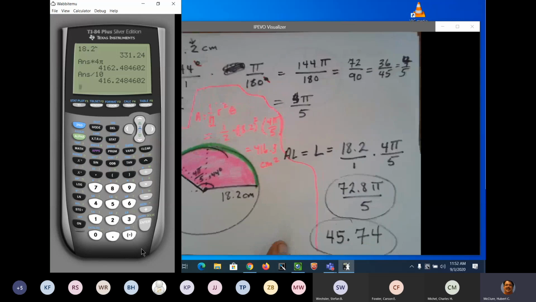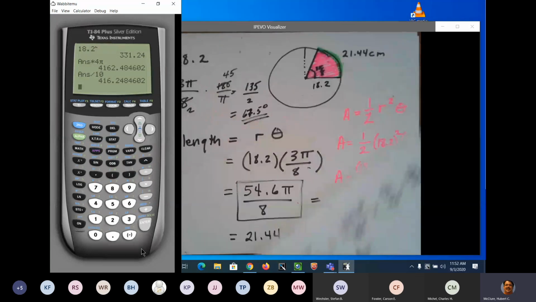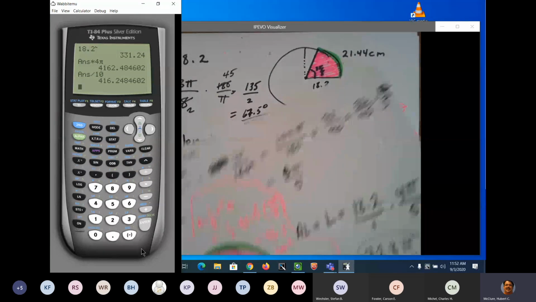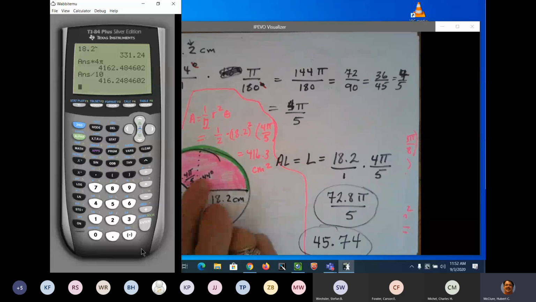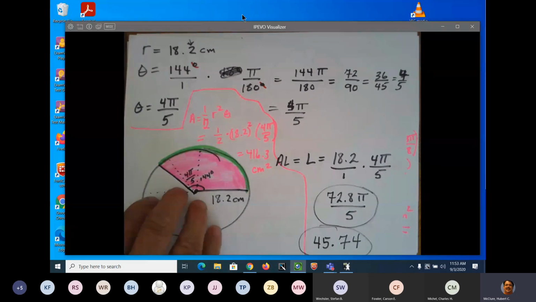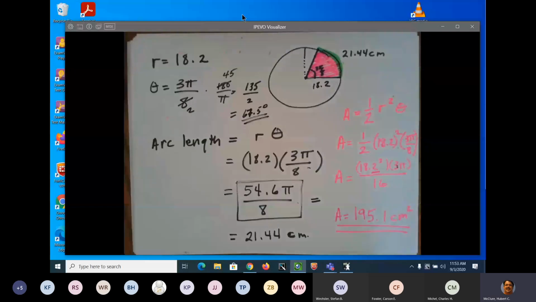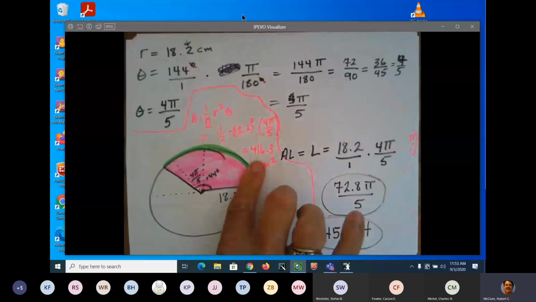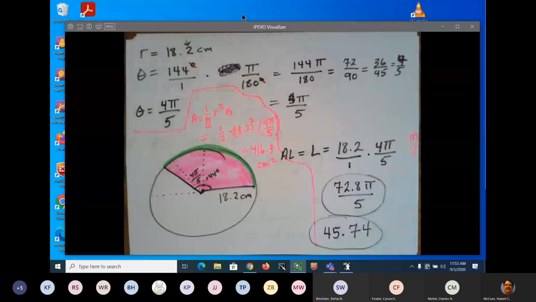And that would be about right because this one was close to 200 square centimeters. And we've already established that this is about twice the length. So standard, it'd be twice the area. And 2 times 200 is 400. And we got 416. So it's pretty much double the size of the first one. And that's how you use those two formulas.